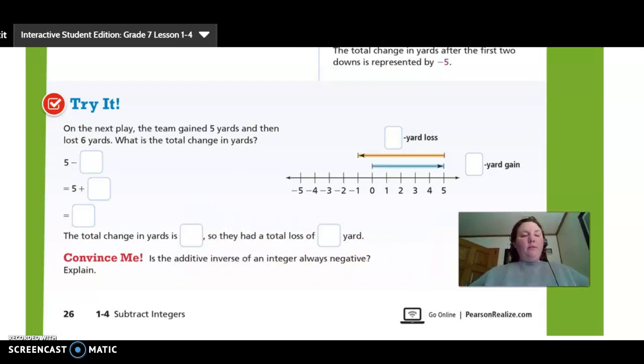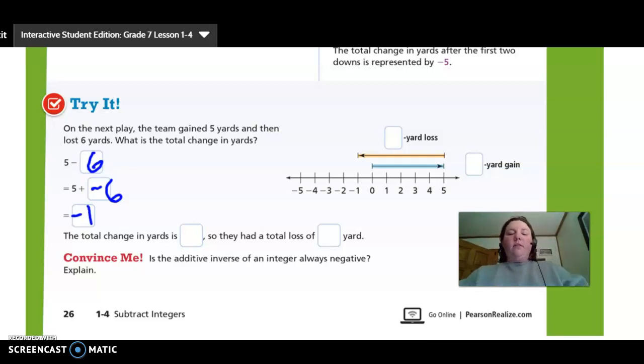On the next play, the team gained 5 yards and then lost 6 yards. What is the total change in yards? So they gained 5 yards and they lost 6. Losing means subtracting 6. Subtracting is the same as saying plus a negative. Now we can see that I have more negatives than positives, which means my answer must be negative 1.